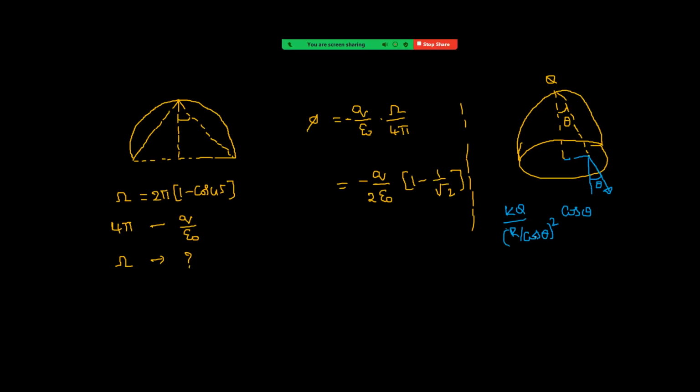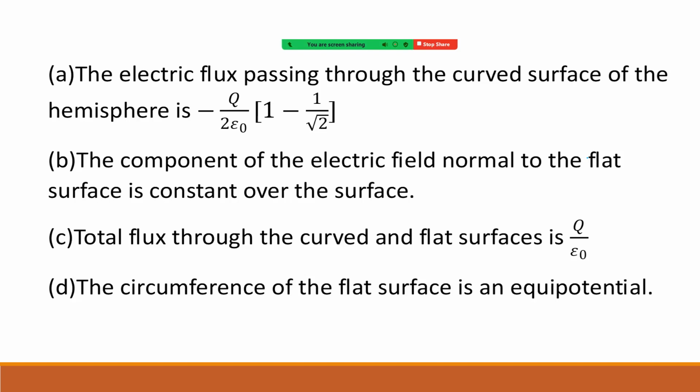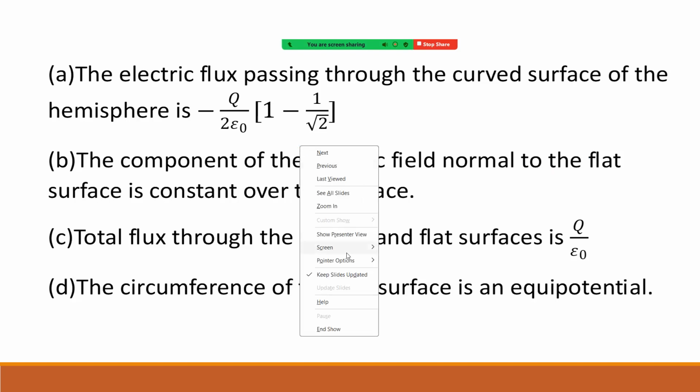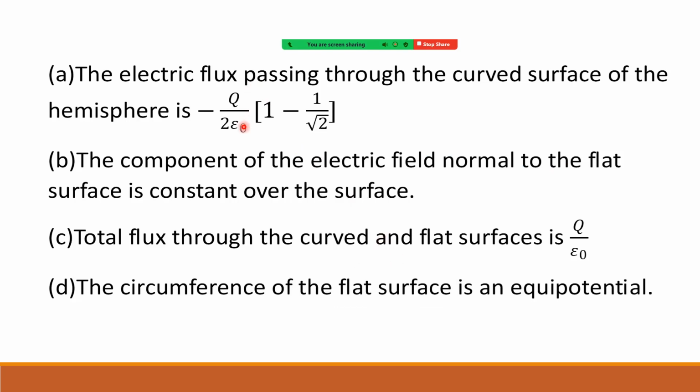So in this, KQ and R square are constants. Remaining is theta. If you are changing the theta value, that component is changing. Means on the base, the component of electric field normal to the plane is not a constant. So option A is correct. Option B, it is given constant, that is not correct. C, not correct. And the last one, option D, it is the correct one. Let us move on to the next problem.